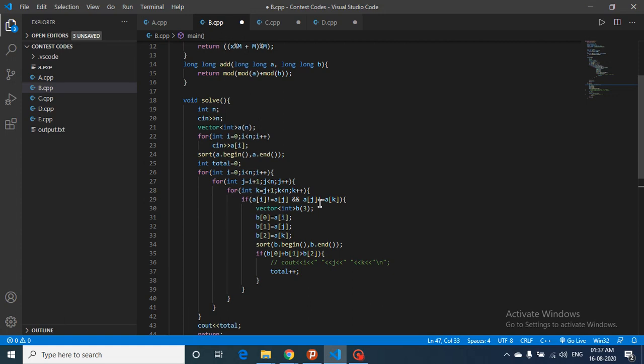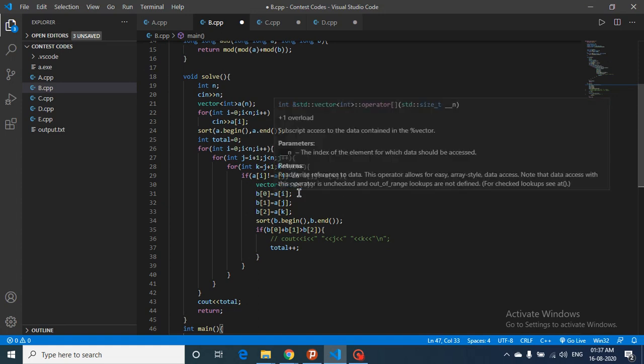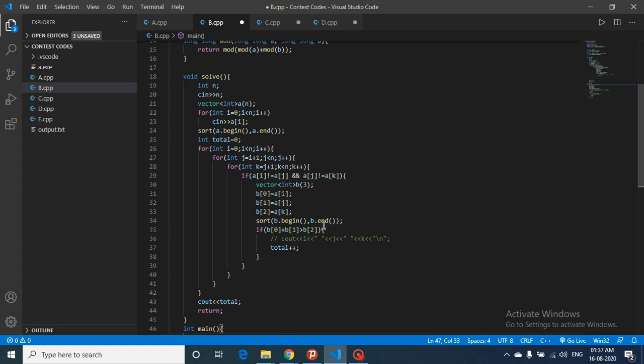And first check that all the side lengths should be different. I have written this down, but you don't have to. You just have to check that the length at i and j should be strictly greater than k. I have made another vector and sorted it, but actually they are sorted already. I just took all the three lengths and sorted them, but this is not required. You just put here a[i] plus a[j] should be greater than a[k], and if this condition holds true, then total plus plus, and then in the end return total. So that's the logic for the second question.